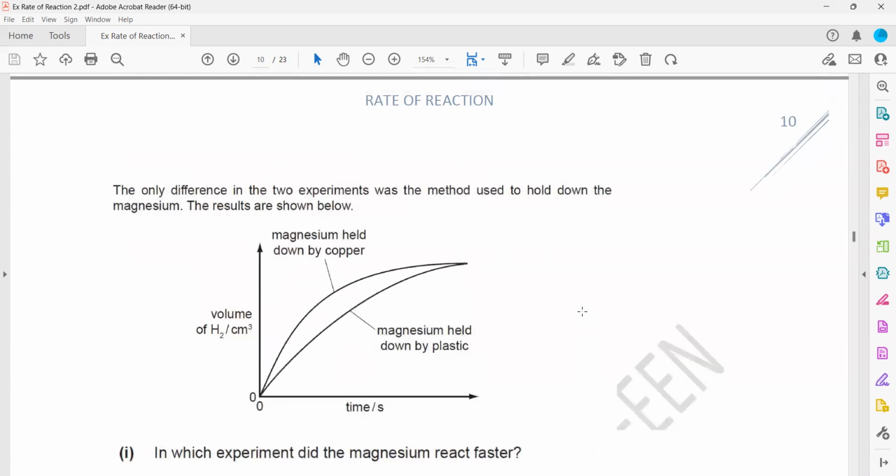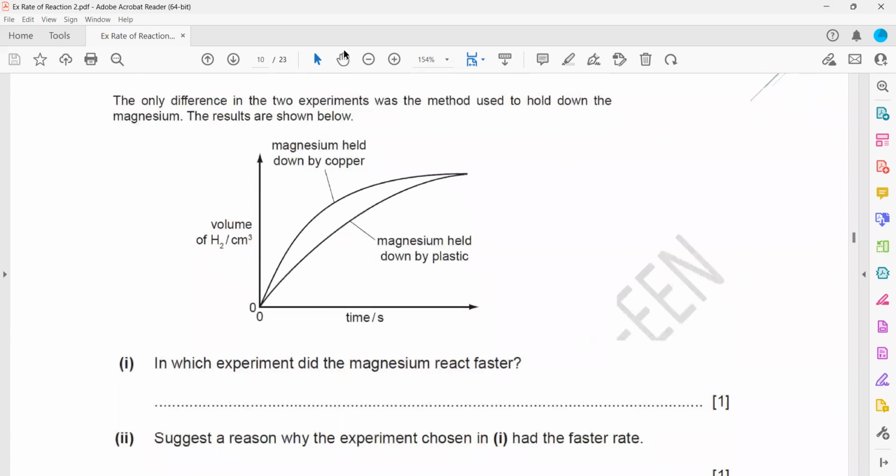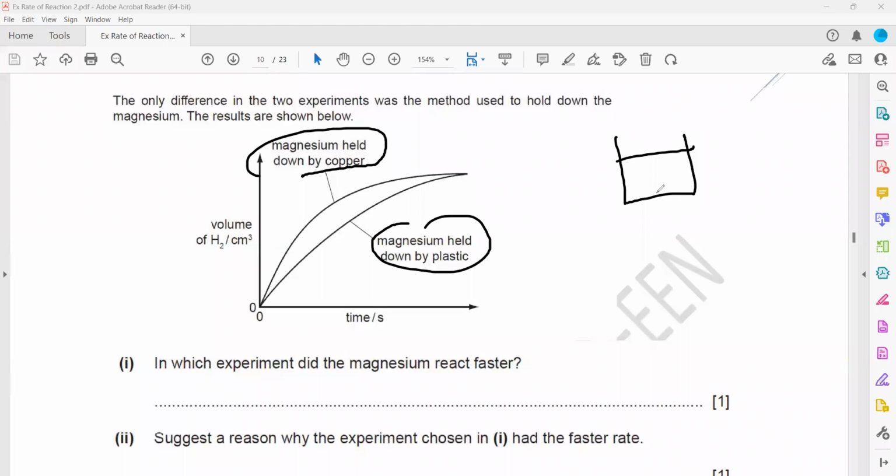In this question, the only difference between the two experiments was the method used to hold down the magnesium. In the first one, the magnesium was held down by a copper, and in the second one the magnesium is held down by a plastic. Like what we did in this experiment, we have an acid and a piece of magnesium. That piece of magnesium we keep at the bottom, or base, by using copper, or in another experiment we kept it down by using plastic. In which experiment did the magnesium react faster?